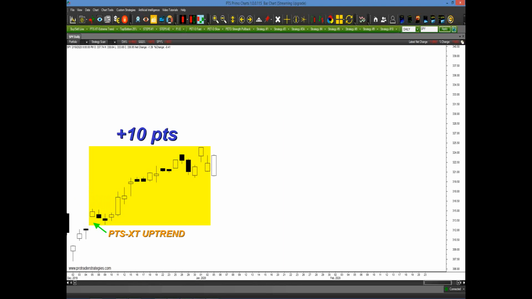Now, once price went out of that zone, you can either exit the trade, you can stay in or raise your stop. It's entirely up to you. Remember, we're only showing you these high probability setups. But look what happened after that.